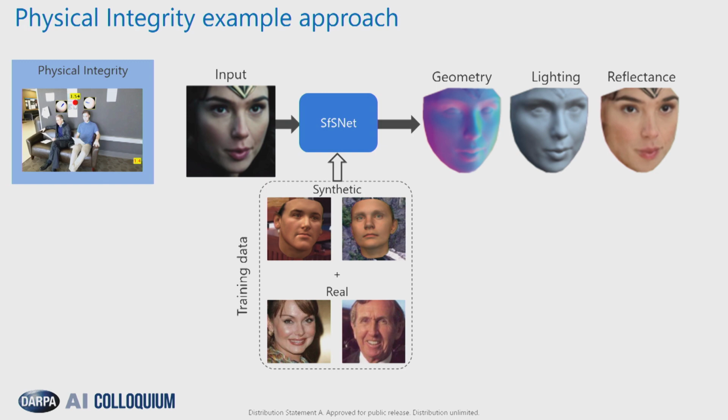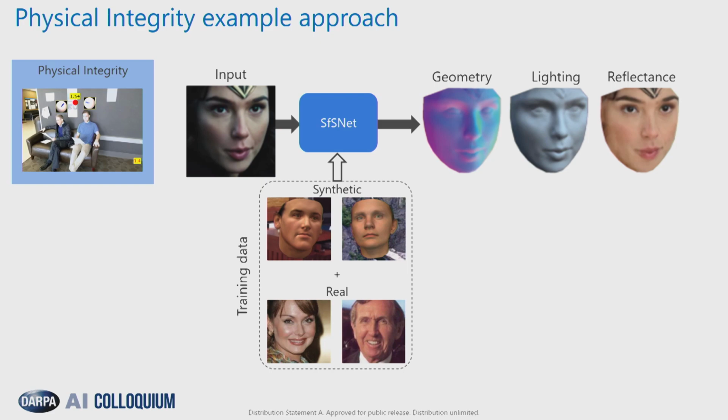In this example from physical integrity, we build a shape from shading network known as SFSNet in the slide. The goal of this network is to extract properties from faces that are automatically detected. Those properties include geometry, lighting, and reflectance. This is a multitask deep learning network, and it's trained with a combination of synthetic and real data.